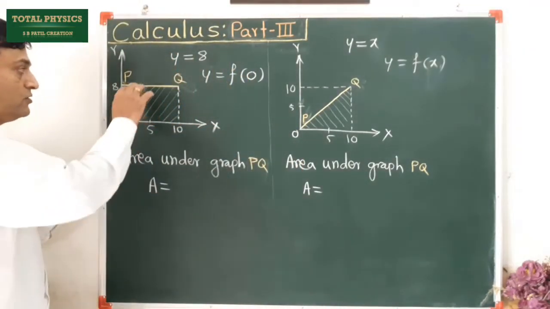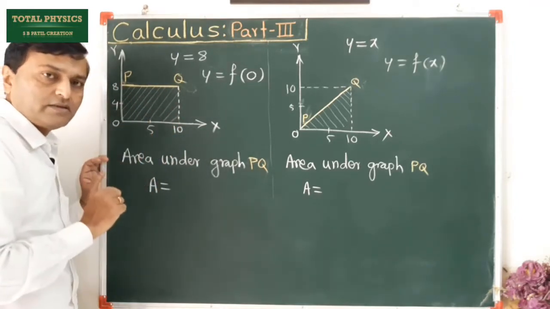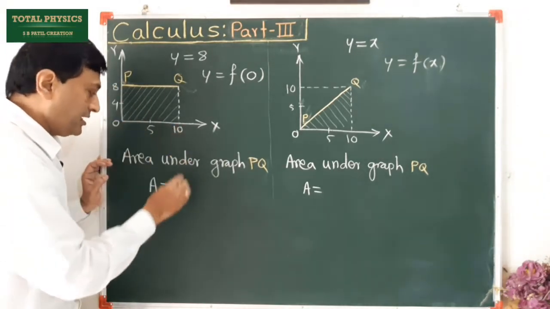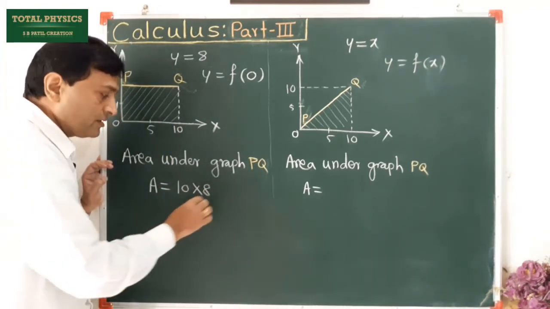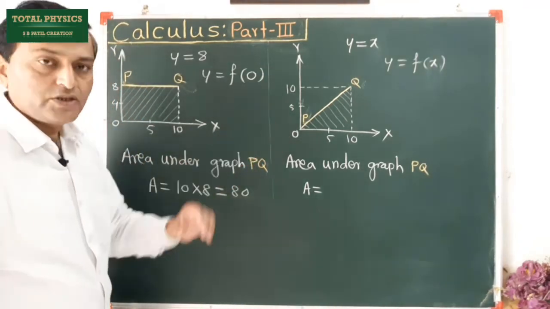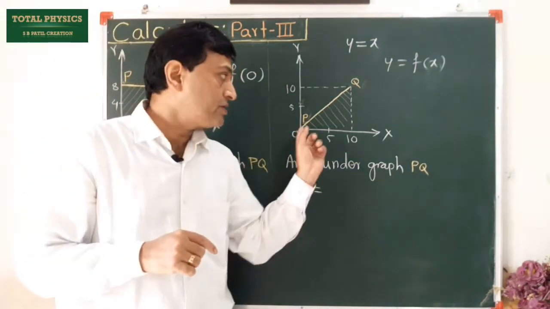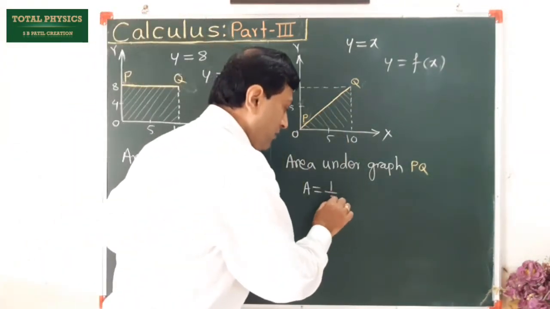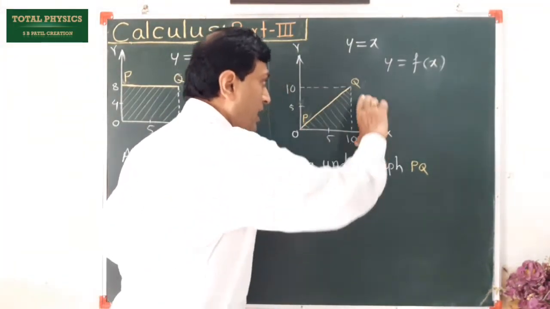Now I want to find out the area under the graph, the area under graph PQ. How to calculate? From simple geometry, length into breadth. Length is 10, breadth is 8, 10 into 8, means 80, whatever the unit. Okay. In this case, you can calculate by a formula you know very well, because it is a triangle, the area of a triangle. What is the formula? Half into base into height. Base is 10 and height is 10.